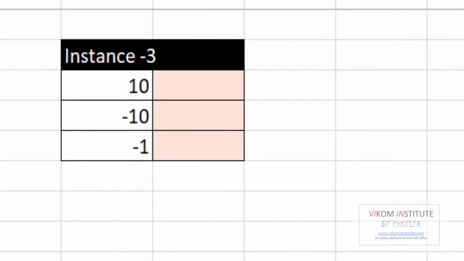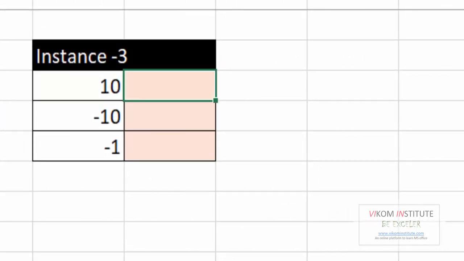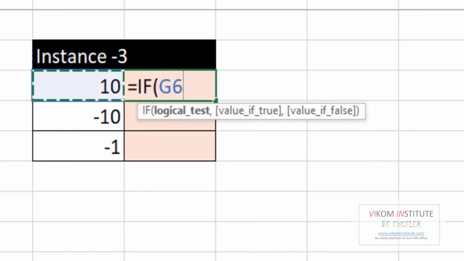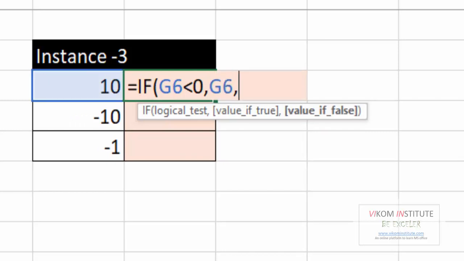Let's begin with instance number 3. Now I want to segregate negatives from here. I don't want to pick positive numbers. You can use the IF function also. If this is less than 0, then I want this figure, otherwise I want nothing. So for nothing you need to put double quotes. So close the parentheses and enter.